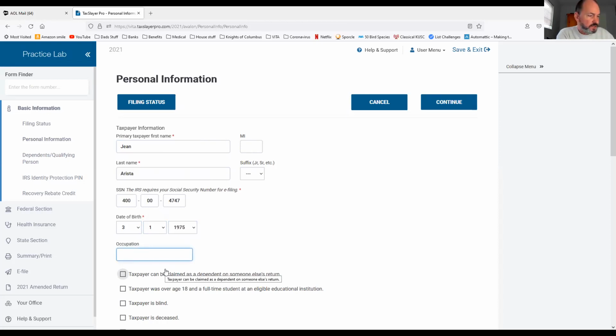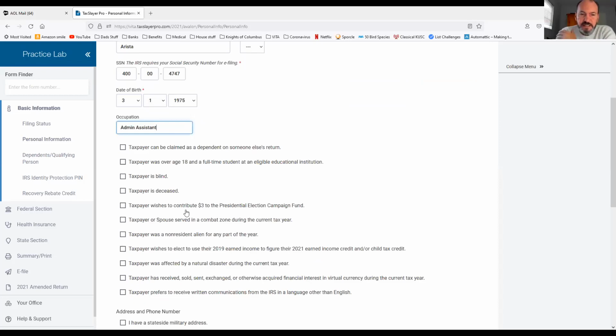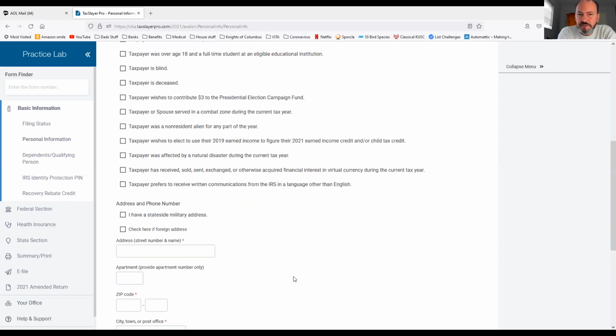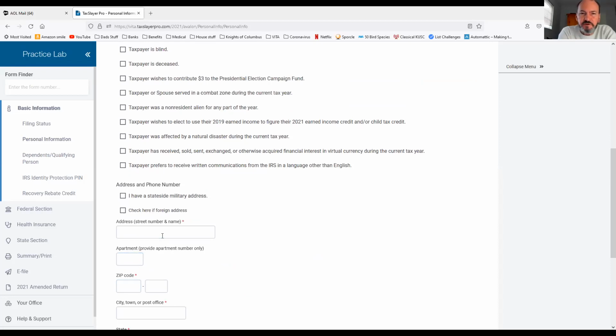And her occupation, she's an administrative assistant. And then we're not going to indicate any of these boxes here. Probably when you start working on returns, that contribution to the presidential election campaign fund, you may indicate that if the taxpayer says, I want it.